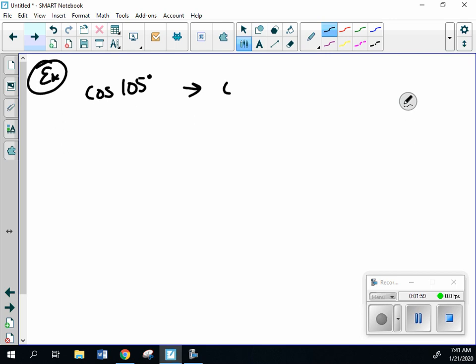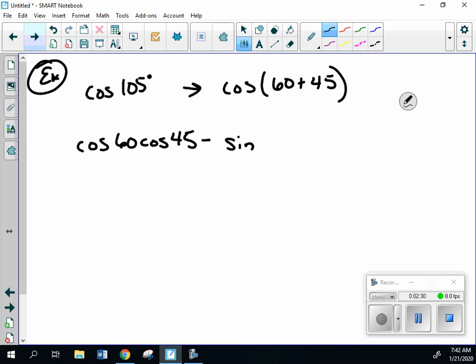Cosine 105 is actually cosine of 60 plus 45. So here's how this is going to help us. We're going to be able to use that sum and difference formula of the cosine of alpha plus beta. It's about midway through your formula sheet, so that's what we're using there. I'm going to use it now in terms of our actual numbers. So I'd have the cosine of 60, cosine 45 minus sine 60, sine 45.